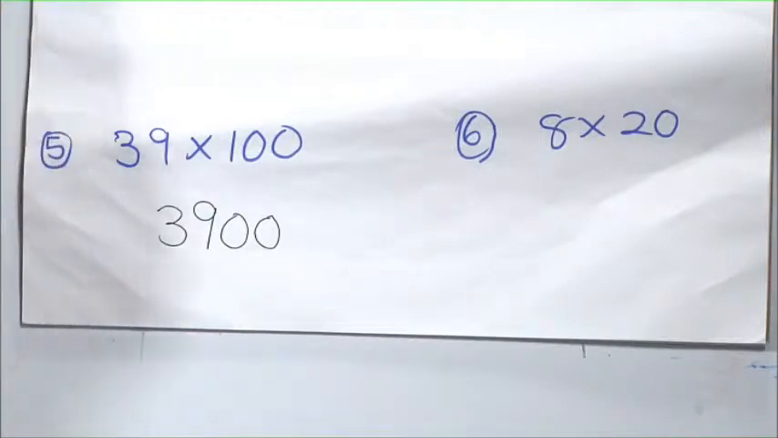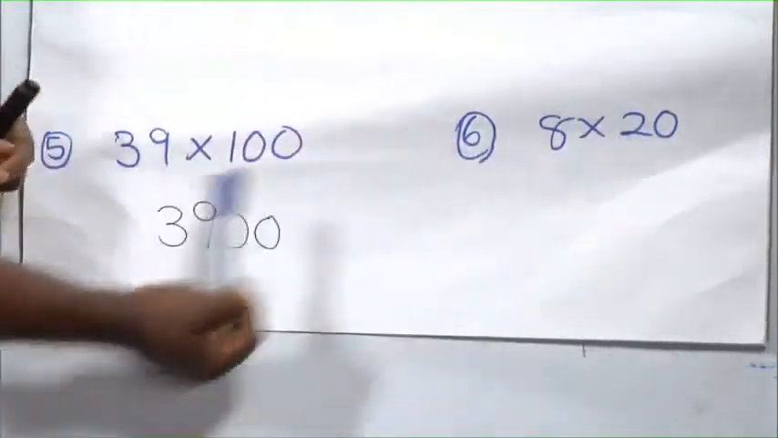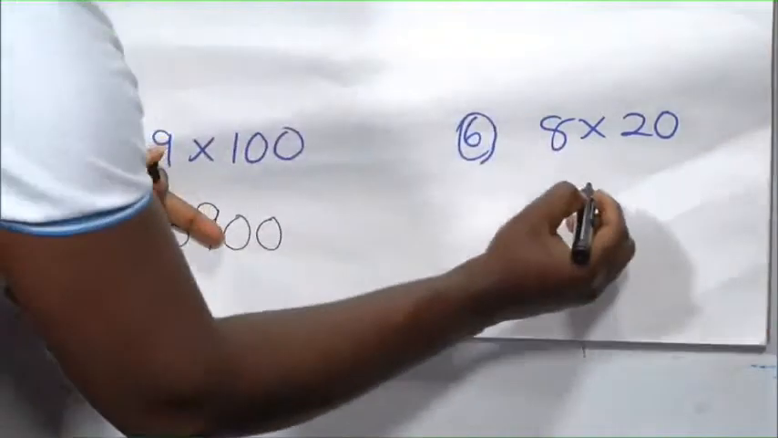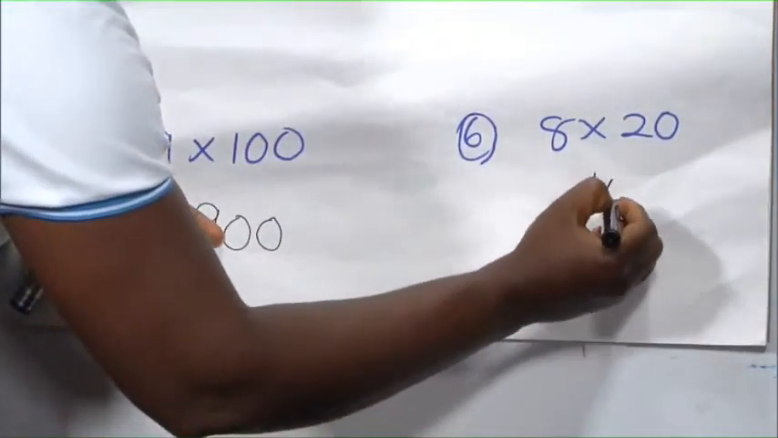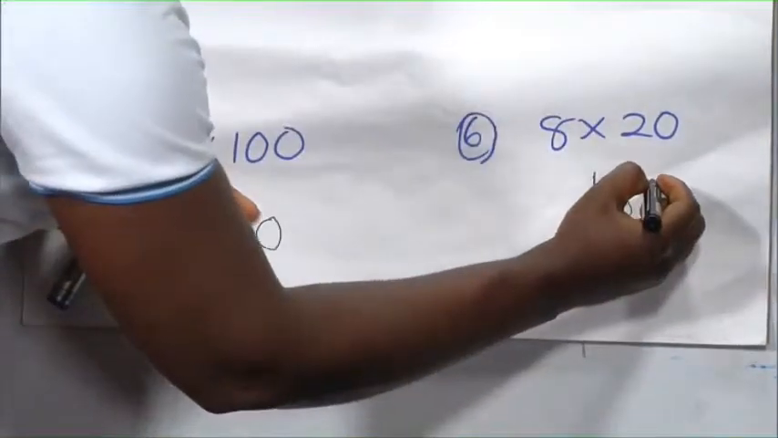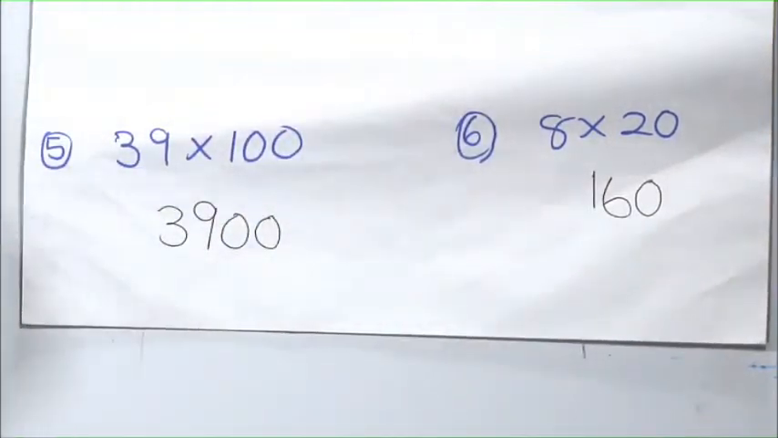Good. Your time is up. 8 times 20. And what was your answer? Multiply 8 by 2. And it is 16. How many zeros do we have here? Only one. Let's bring it. So 8 times 20 will give us 160. I hope you had it.